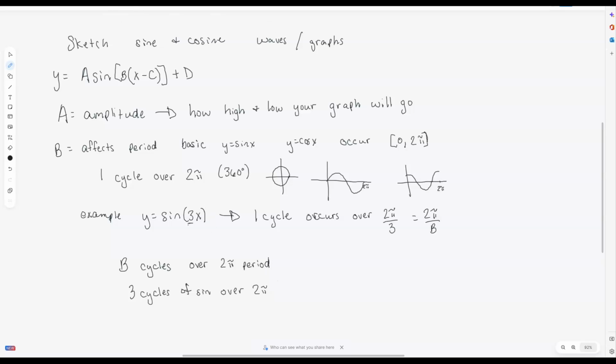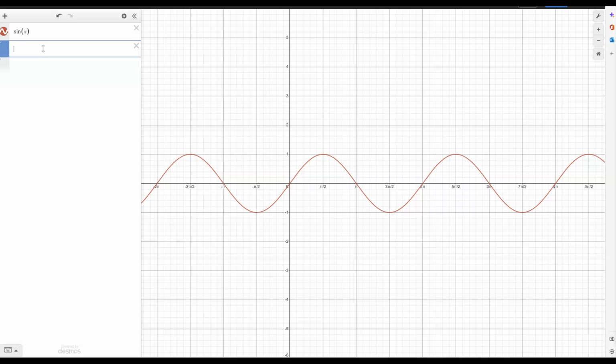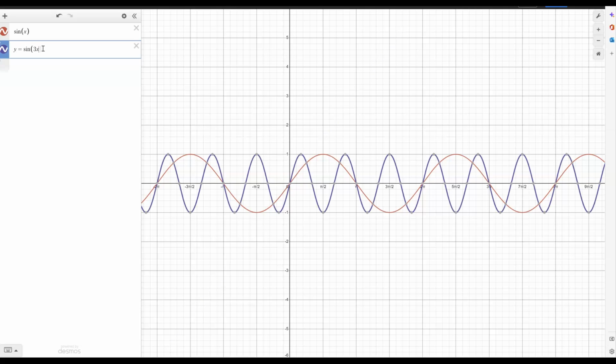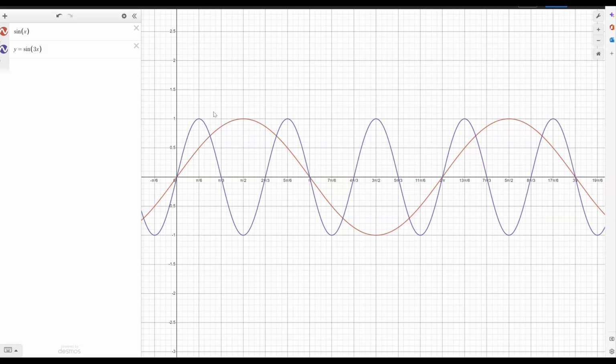So I'm going to go back into that Desmos graph and change this. This is our y equals the sine of x, and now I'm going to do y equals the sine of 3x. You can see that's the blue one. Instead of this occurring over 2 pi, we've got this occurring over here, with 2 pi being over here.